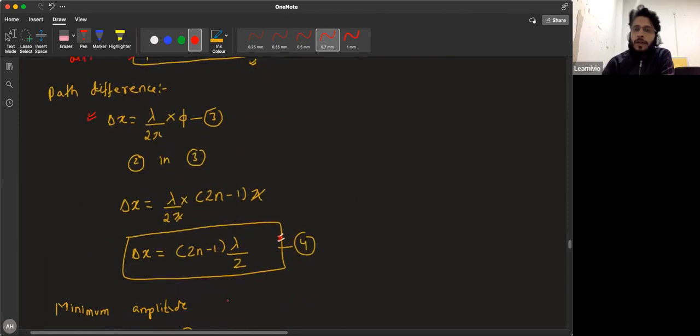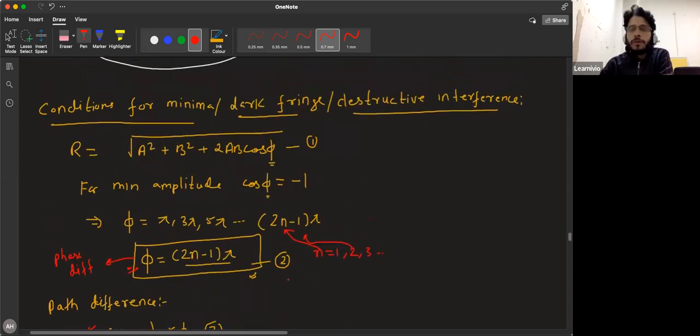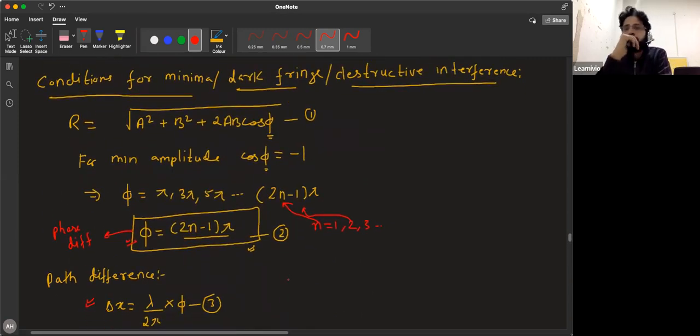And the value of n will start from 1. Note it down. Then we'll do the minimum amplitude and the minimum intensity, a similar calculation.